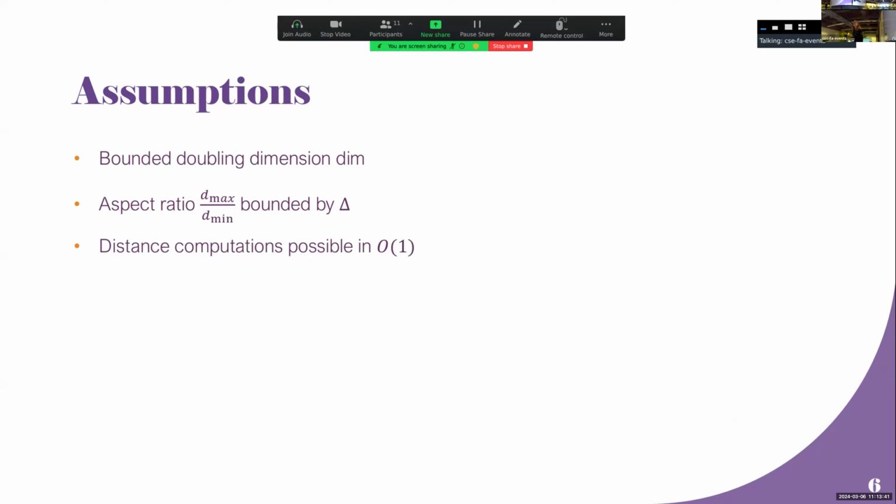Okay, so with this I can state our assumptions. We have bounded doubling dimension. Also, we want that the distances between 2 points are not too different, which means that we want that the aspect ratio, which is defined as the maximal distance between any 2 points divided by the minimal distance between any 2 points, is bounded by some parameter delta. And we also want that distance computations are possible in constant time. If that is not the case, we will have to just multiply all of our running times by the respective running time that we have there.